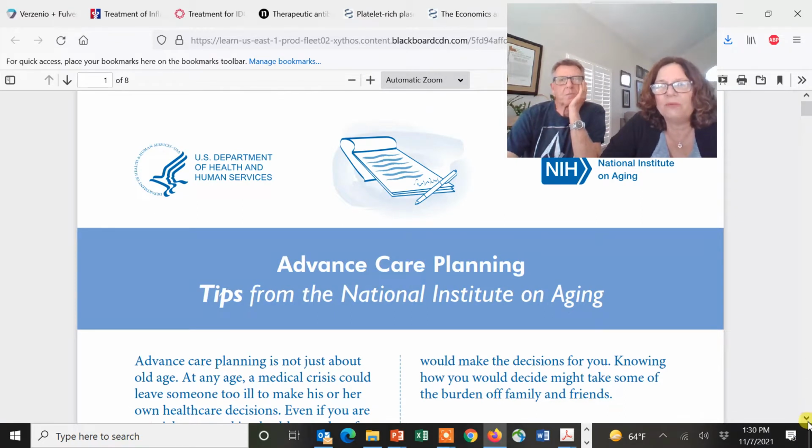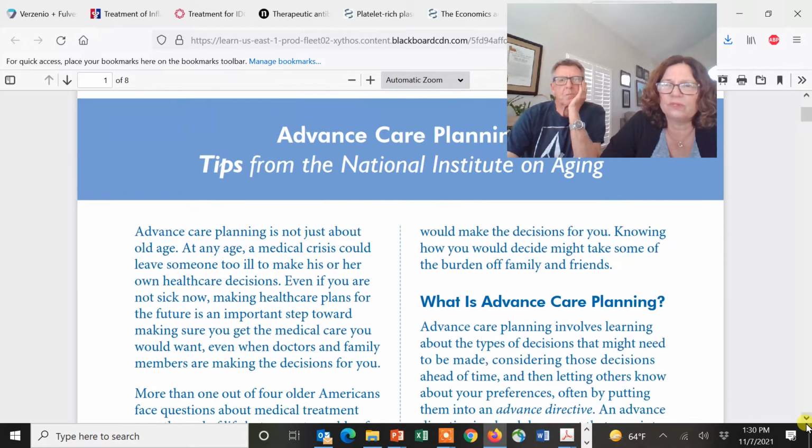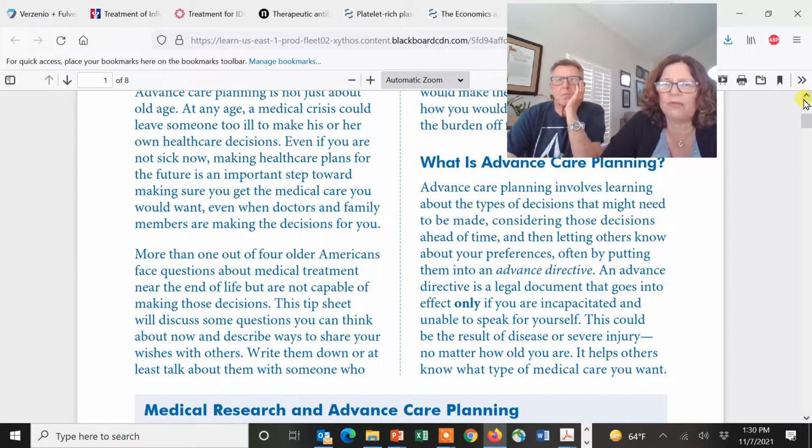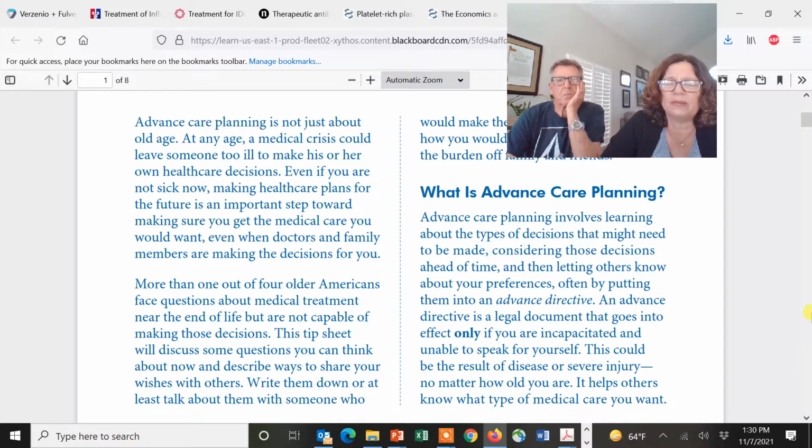And there are many, many really good resources on the internet. You do not have to pay for a lawyer to put together a living will or an advanced directive. There are free versions on the internet, and we'll talk a little bit about good sources for that at the end. But basically, everyone needs an advanced directive once you turn 18. If you care about who's going to make healthcare decisions for you when you're incapacitated, it is a really good idea to have this document.